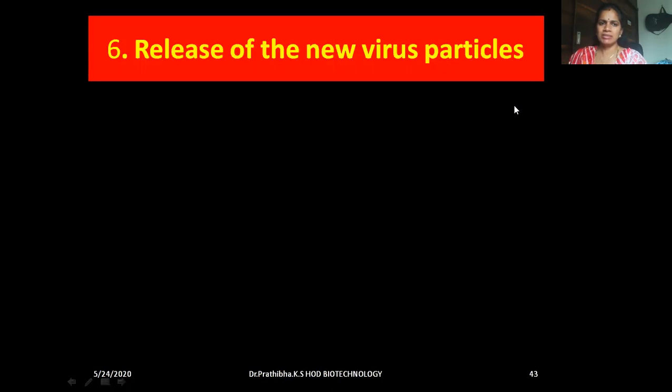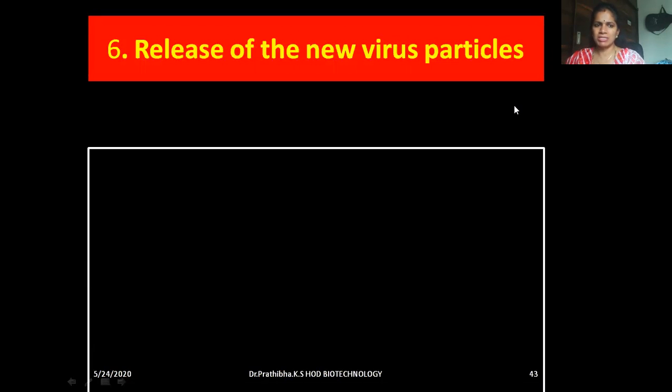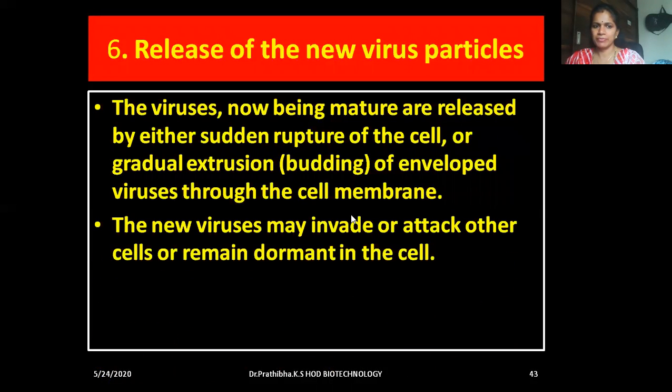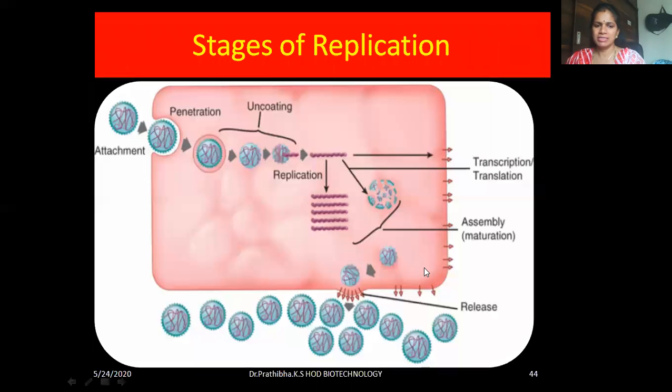Then, the sixth one, release of the new virus particles. The viruses, now mature, are released by either sudden rupture of the cell or gradual extrusion, that is through budding of enveloped viruses through the cell membrane. The new viruses may invade or attack other cells or remain dormant in the cell.